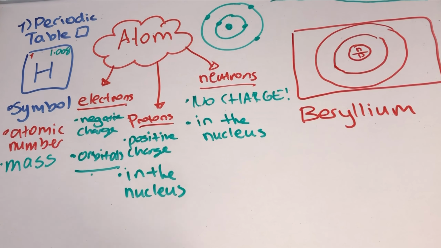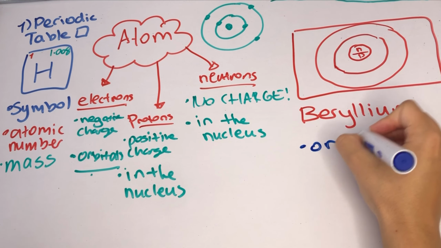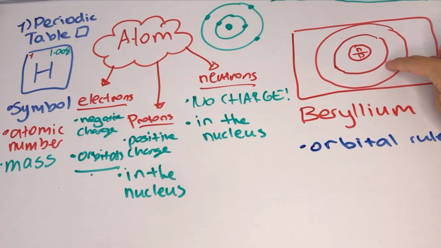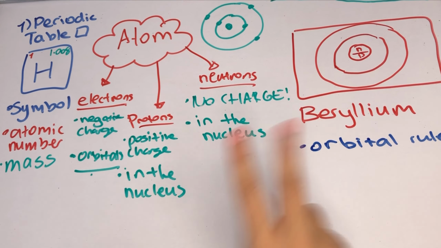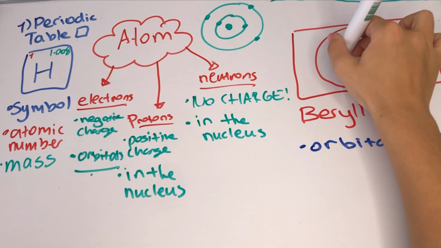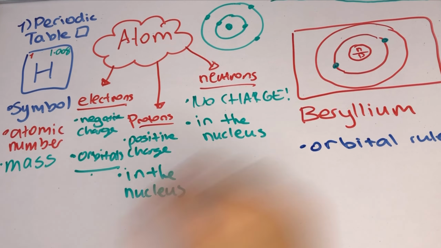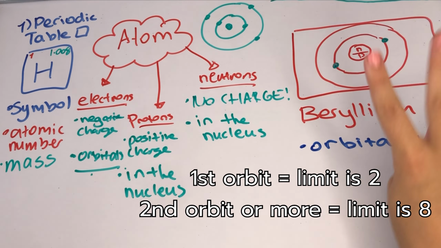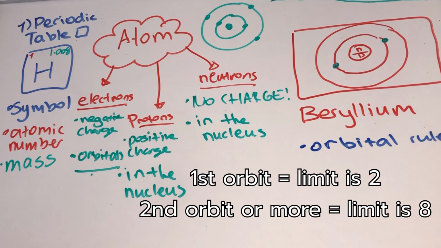But to know exactly which electron goes where, you would have to follow the orbital rules, which are, within the first orbit, there can only be 2 electrons. So we'll follow that. Here's one electron, here's the second electron. And within the second orbit, and the third, and the fourth, and the fifth, and the sixth, depending on whatever element it is, there can only be 8. 8 is the limit. So for the first orbit, the limit is 2. The second, and larger, is 8.